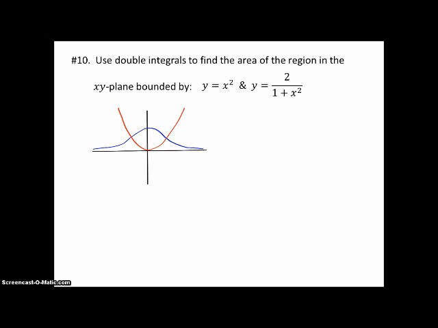So I like to take a look at the region we're integrating above. The red curve is the x squared and the blue curve is the rational function. And the area of the region is shown in green.